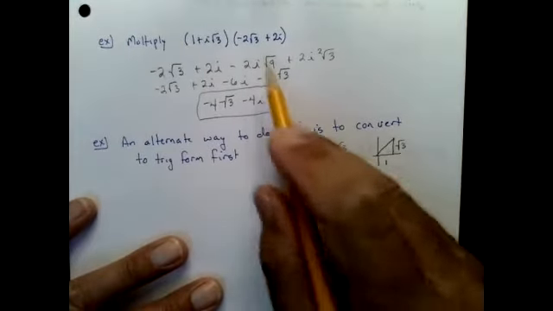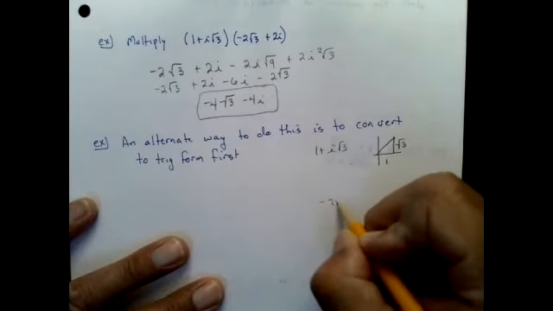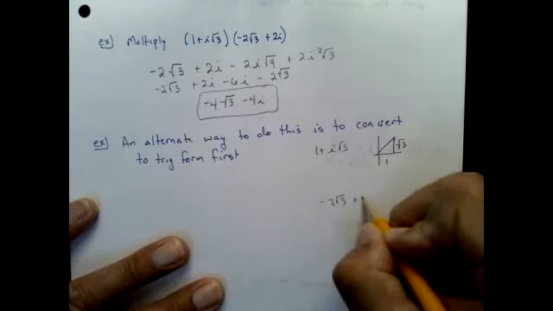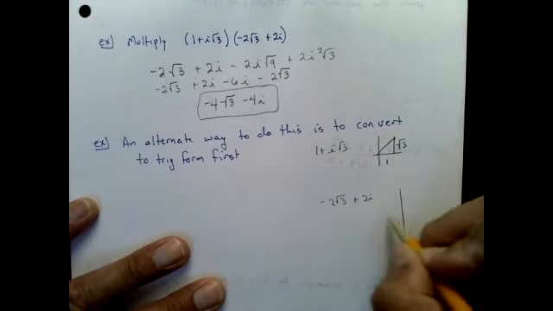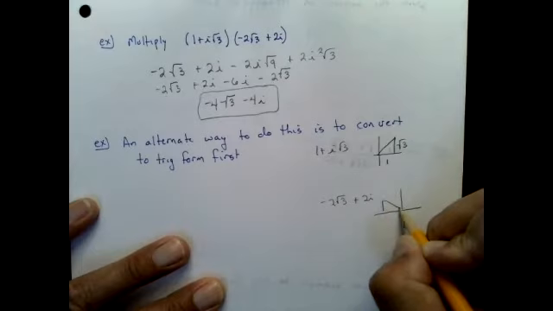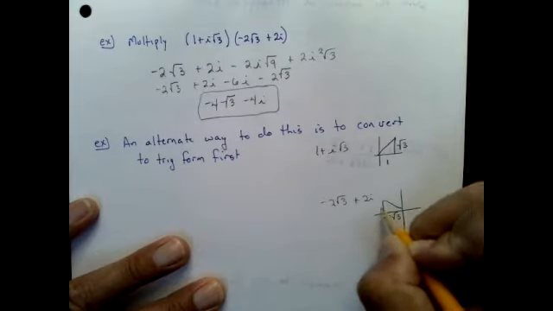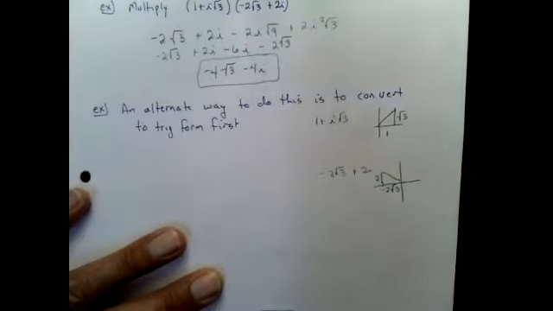My second one was negative 2 square root of 3 plus 2i. I know that guy has to be up in this quadrant because my x value is negative 2 square root of 3, and my y value is 2.